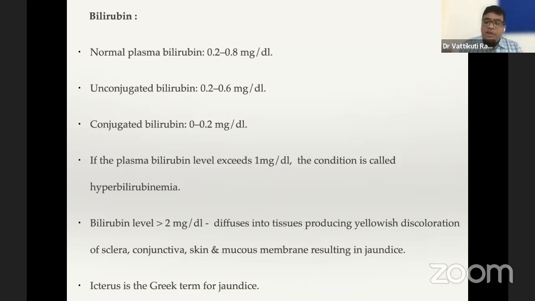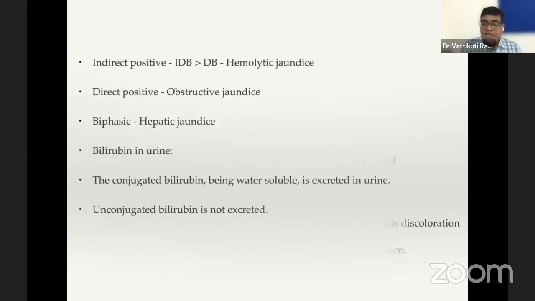Bilirubin is produced as a byproduct of heme metabolism, and this is supposed to be eliminated either via the urine or via the stool. Whenever the conjugation of unconjugated bilirubin in the liver doesn't happen, it leads to hyperbilirubinemia. Whenever the indirect bilirubin is increased compared to direct bilirubin, we call it hemolytic jaundice. When the direct bilirubin is more, you call it obstructive jaundice. And when you see both, usually the damage is at the hepatocellular level. You also end up seeing bilirubin in the urine whenever there is hyperbilirubinemia. Usually it is the conjugated bilirubin, being water soluble, which is excreted in the urine, not the unconjugated bilirubin.